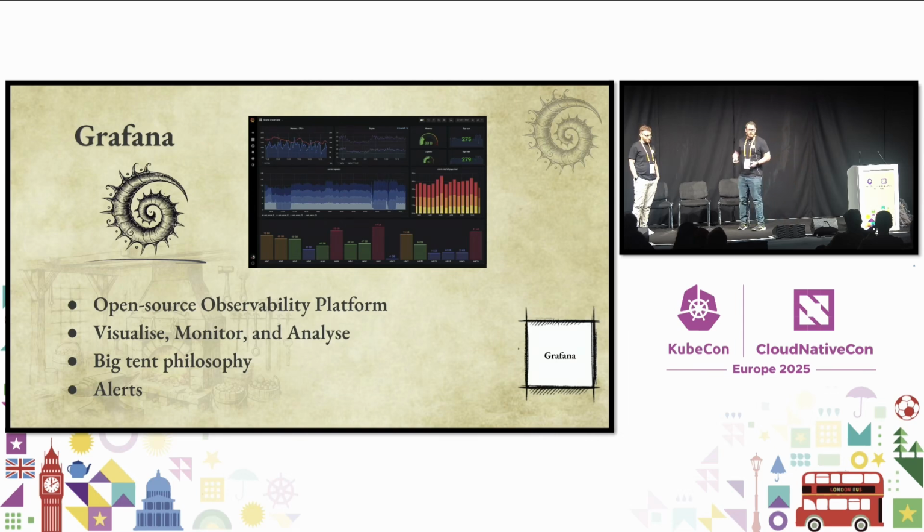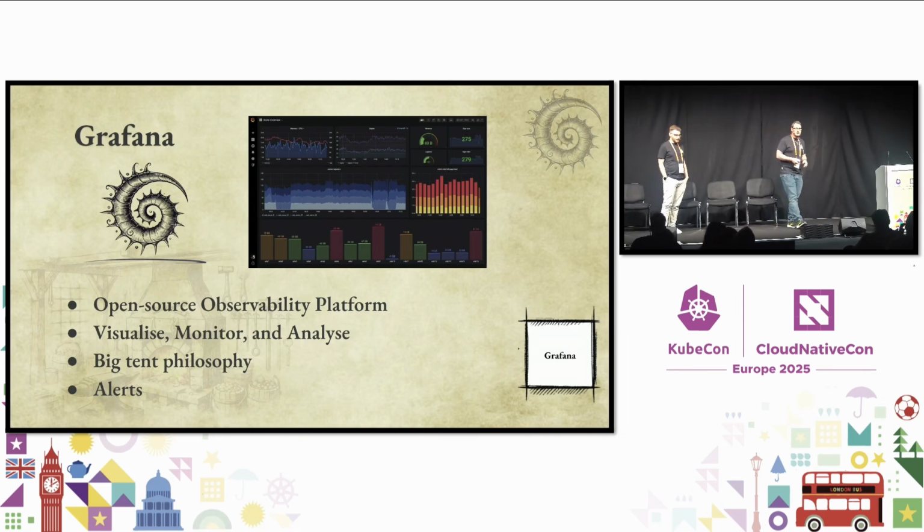The other thing about Grafana is that we have what's called the big tent philosophy, and this is where we effectively want you to bring your data into Grafana from anywhere. We don't really care whether or not you have data in one particular database or another. We allow you to ingest that data no matter where it lives. And then the final piece of that is we also have alerting.